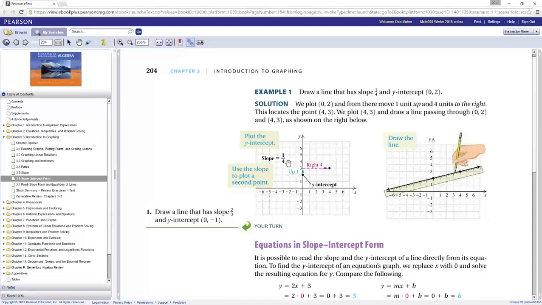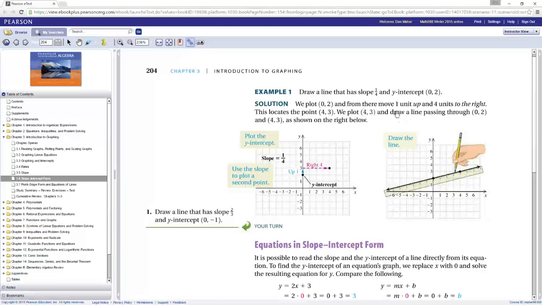So if I have a point and a slope, I can graph. And that's what they're talking about. It says draw a line with slope 1/4 in this case, and the y-intercept is (0, 2). In other words, (0, 2) is one of the solutions to this equation. But I want a graph of all the solutions, which is going to be a line. It's a linear equation. So I plot (0, 2).